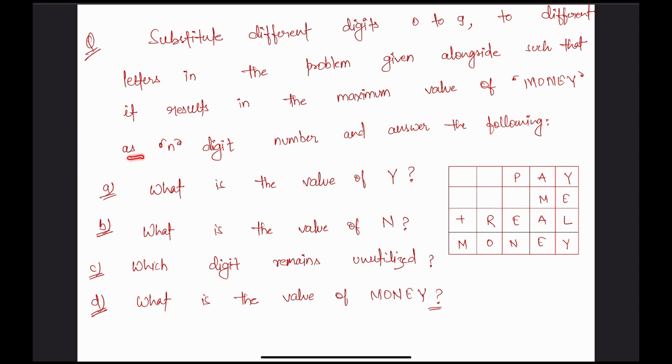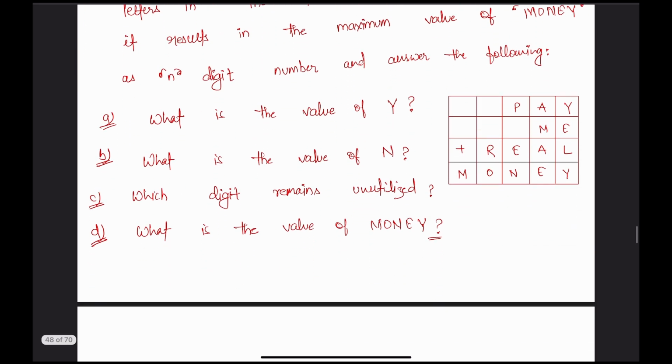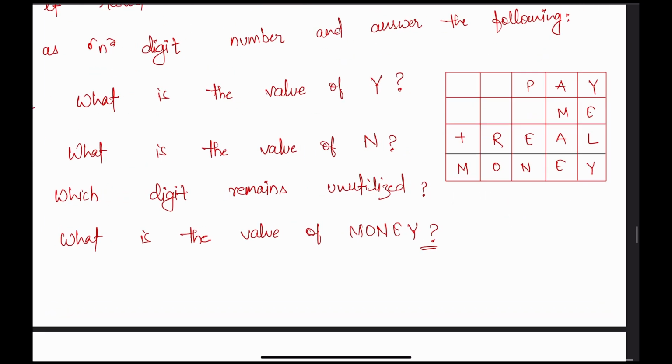Consider MONEY as an n-digit number and answer the following. Yes, it is an n-digit number, so we cannot just take 0 over here. The question is asking what is the value of Y, what is the value of N, and which digit is not utilized, which means the total digits used should be less than 10. And what is the value of MONEY? At the end of the day we have to find out this value also. In this one, Y is asked, N is asked, M is asked, and some digits are not utilized.